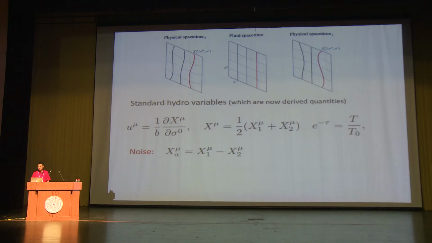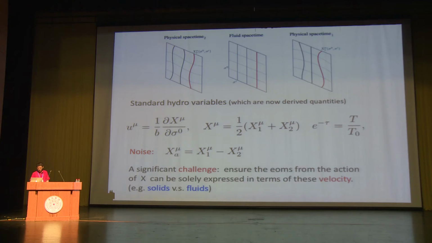But now we face a challenge, because we know that the fluid equation of motion only depends on velocity. So your action must be such that when you write down the equation of motion, it should not be expressed in x, but solely in terms of the velocity. And I emphasize this only corresponds to the equation of motion and not the full action. The full action can fluctuate, etc., but the equation of motion should be expressed only in terms of velocity.